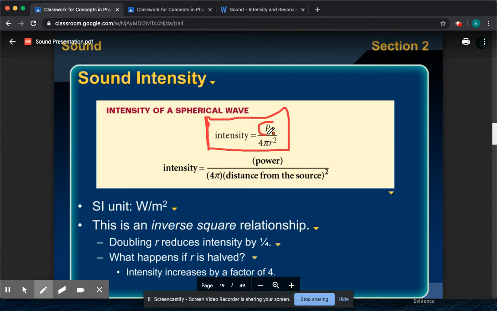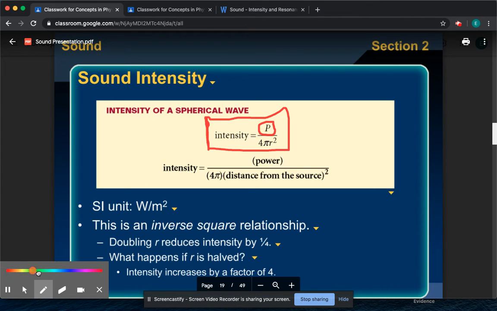P is power. How much energy is going into the wave? So speakers are powered by electricity, right? We can increase how much energy we give the speaker. We can decrease how much energy we give the speaker. And that adjusts the power output, okay? The higher or the more energy we give it, the louder it can be perceived to be, assuming we are standing in the same spot, okay?